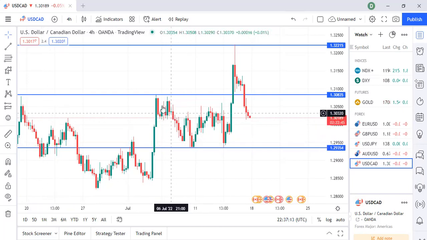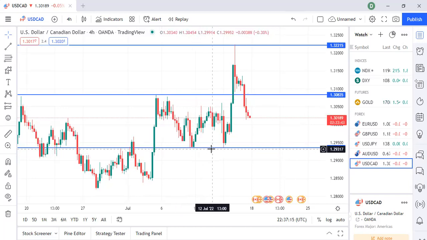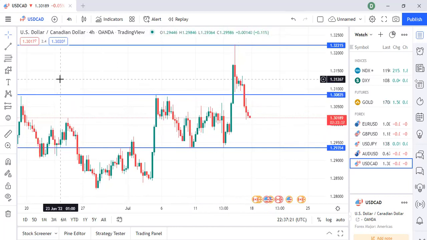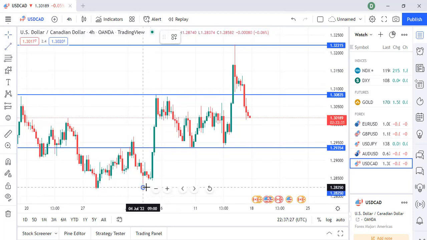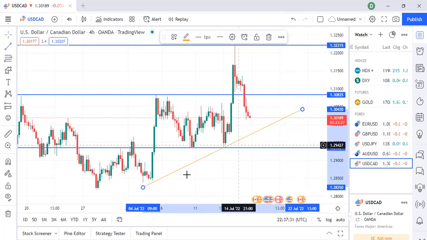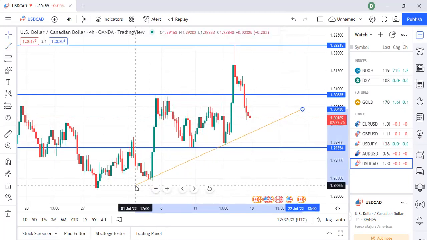As you can see, we took out this liquidity level. We have some liquidity level over here to be taken, but our sentiment is our sentiment. We are still looking for a buy on USD CAD, and our lows are still being respected, so I expect that to continue.